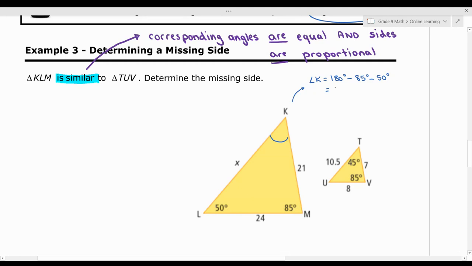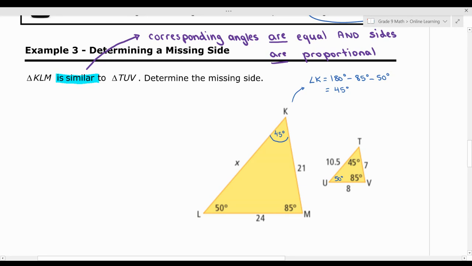Okay, so if you clean this up, you'll find that angle K is 45 degrees. So I'm going to add that in here. And then I'll do the same thing with the second triangle. But here's the trick. If I know that this is 85 and this is 45, and if these triangles are already similar, because the question said they are, I don't really have to calculate this. I could just pull it off the other triangle. So I know that U is going to be 50 there. Okay, and if you didn't trust that, you could go 180 minus 85 minus 45, you would get 50.